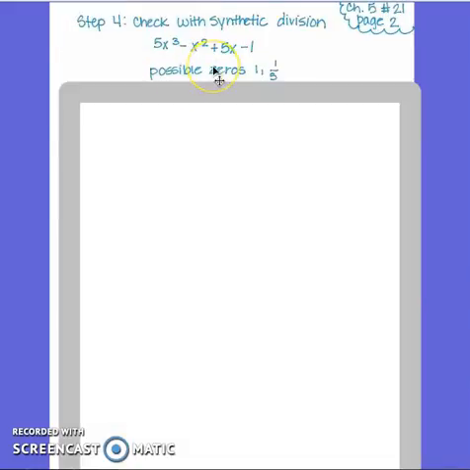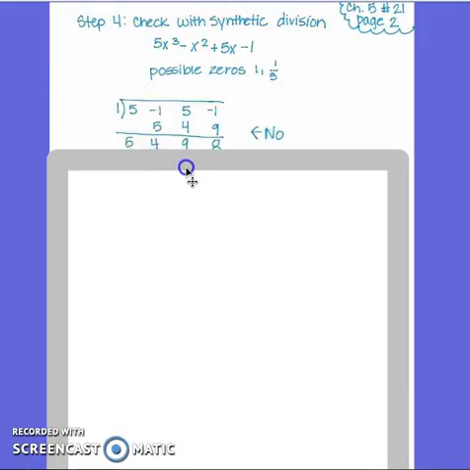Okay, so step 4 is to check with synthetic division. I just rewrote our function right here for us, and we know that we have either a possible real 0 at 1 or 1/5. We're not going to have both of them. Both of them are not going to satisfy our function. All right, so I am going to start by checking 1. I always start with 1.